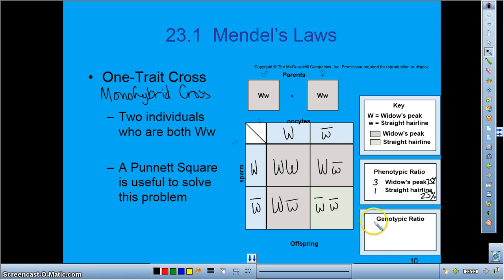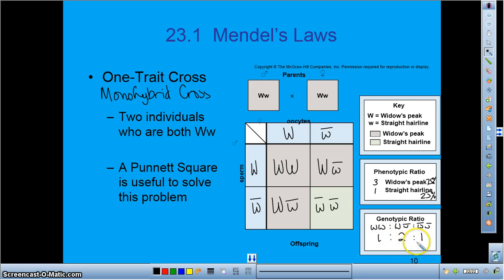Now the genotypic ratio is the information that you get from the genetics of it. So we look at the first one and we have big W, big W. We have big W, little w. There are 2 of those. There's one big W, big W. There are 2 big W, little w's. And there is 1 little w, little w. So this is what's expected when I ask for the genotypic ratio. It would be 1 to 2 to 1.